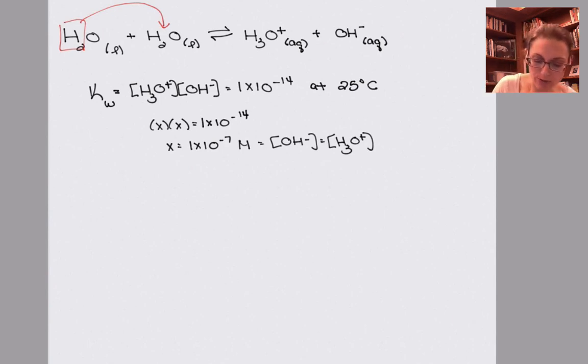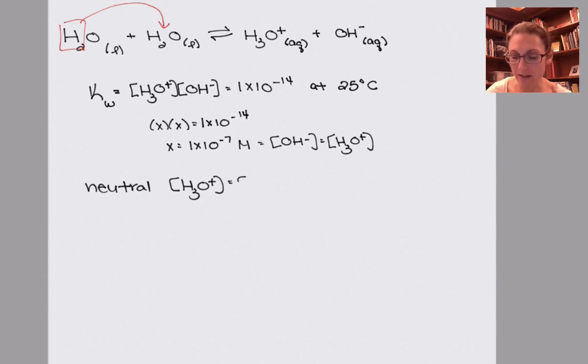So in a neutral solution, I'm always going to have equal amounts of hydronium and hydroxide. And this is the fundamental definition of neutrality, equal amounts of hydronium and hydroxide. If I start adding stuff to the solution, I can change that. So if I add some hydrochloric acid, that's going to generate more hydronium ion. And so I'll increase that concentration of hydronium ion in that acidic solution.